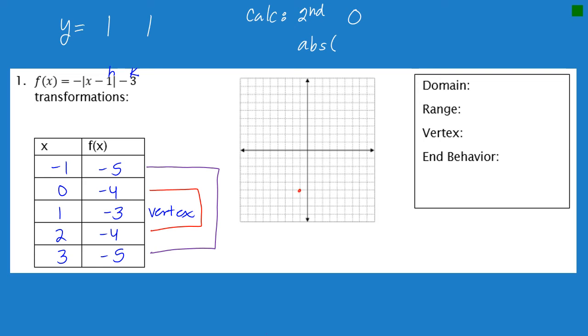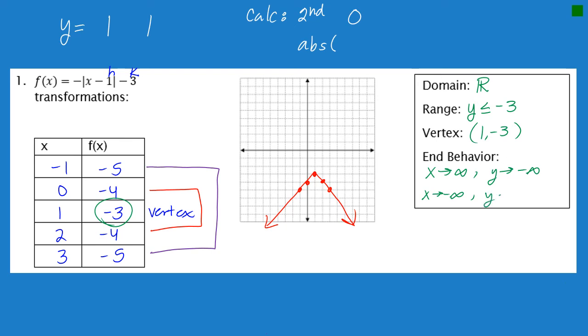So now I'm going to plot these points. (-1, -5), (0, -4), (1, -3), (2, -4), (3, -5). And again, it should be connected so that it makes a V. Domain is all real numbers. Range, since it's upside down, will be y less than or equal to, and then remember the y value of my vertex was -3. Vertex we already figured out, (1, -3). That was the very first thing we did. And then end behavior, both of my arrows are pointing down. So I need one of each x, and then both y's will be going towards -infinity.